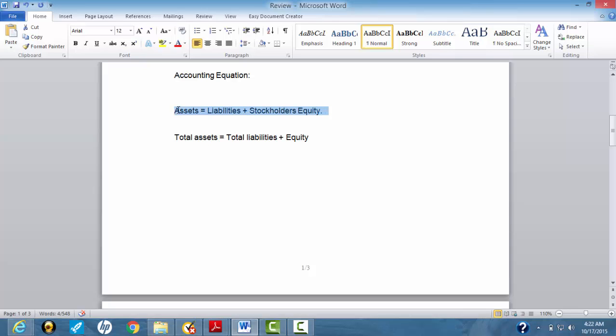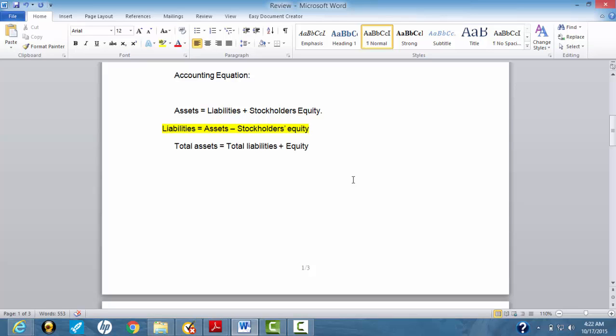Now, from the above equation, we can also express liabilities as assets less stockholders' equity.